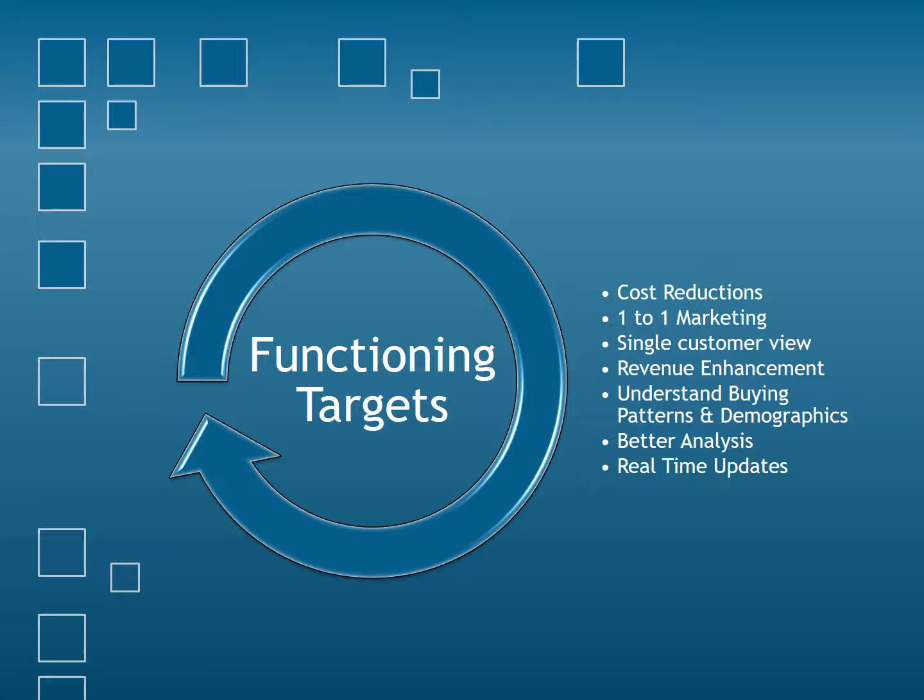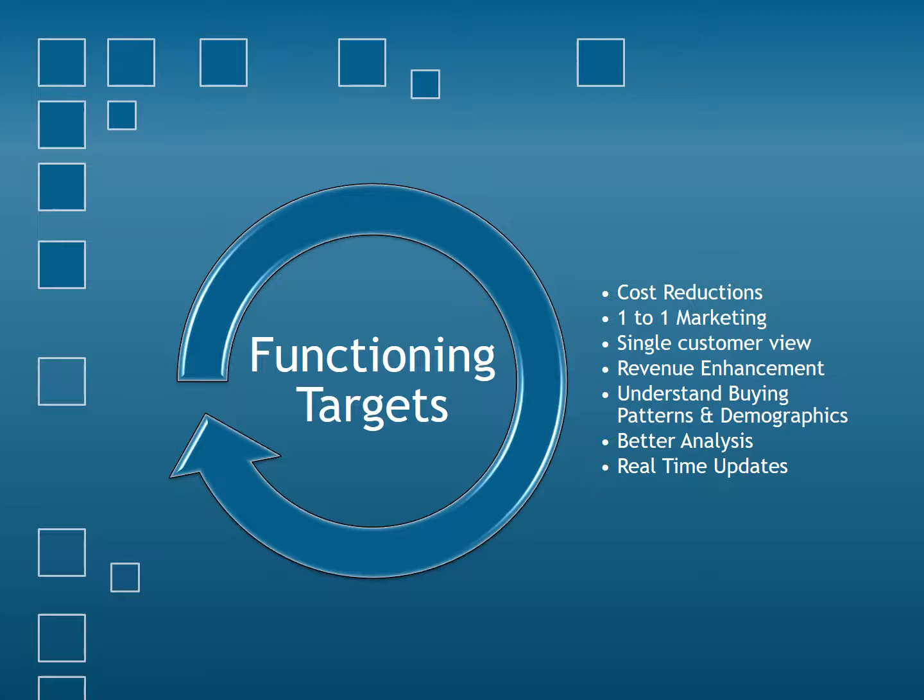Next, we want to know what are the functioning targets that a CRM system can provide for us. The first one would be cost reduction. What kind of cost reductions can we get from using a CRM system? The second is one-to-one marketing. Instead of having a blanket marketing scheme, we have more one-on-one direct marketing. Single customer view. We just want to be able to utilize it to focus on one customer at a time. Revenue enhancement. How can CRM provide more revenue for our company?